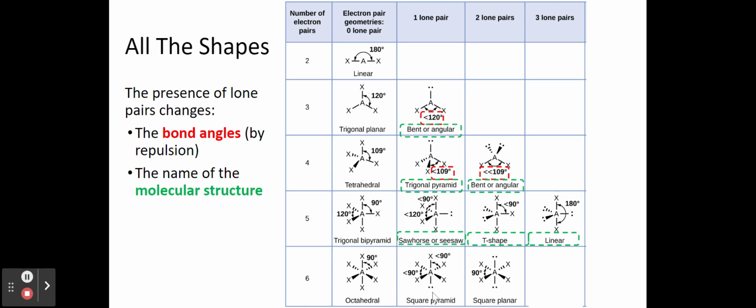If one of our pairs of electrons around the central atom is a lone pair of electrons, our electron geometry would still be octahedral because we've got 6 electron domains. But our molecular geometry would be referred to as square pyramidal. And the last scenario we can see is if we've got 6 electron domains, 4 of them are bonding pairs and 2 are lone pairs of electrons. It would be an octahedral electron geometry, but we would refer to the molecular geometry as square planar.